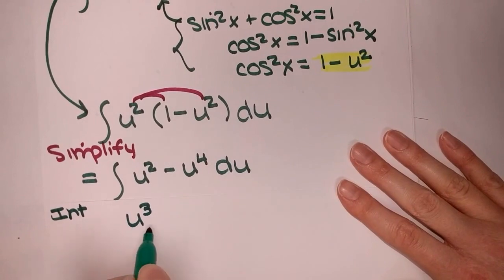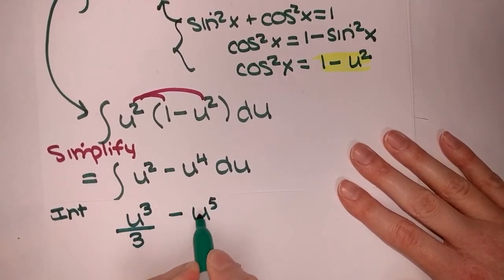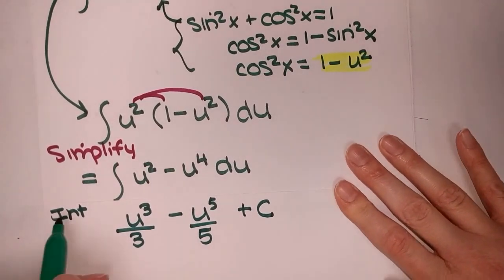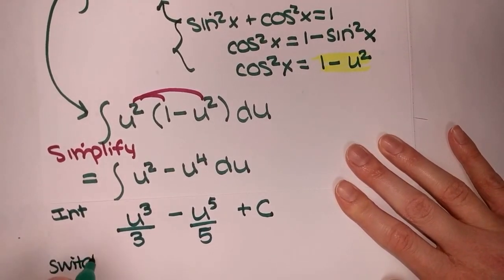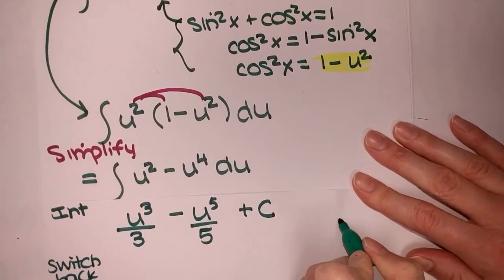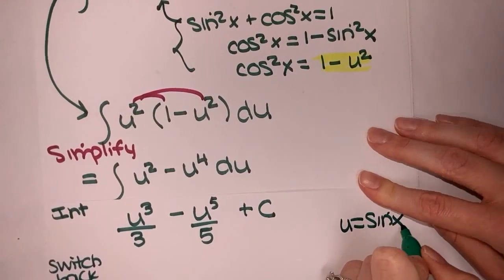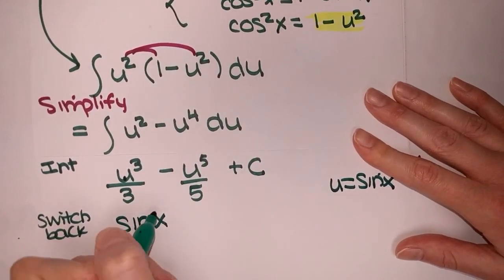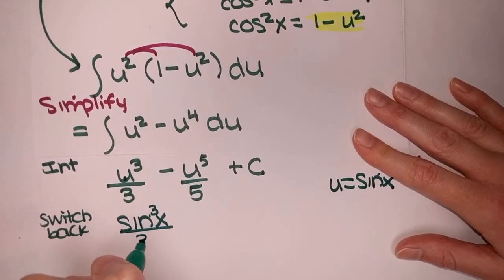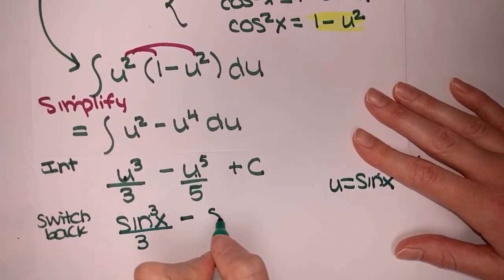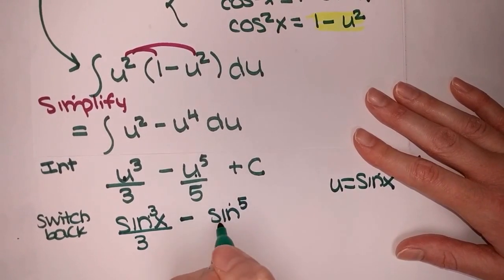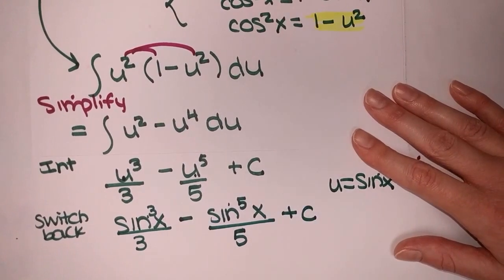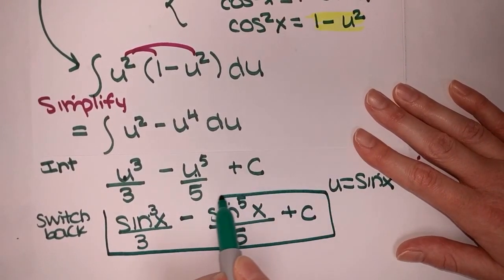So add 1 to the exponent, divide by the new exponent, same thing over here, and then plus c because we do not have our bounds. After integrating, we would switch back. Again, our u was equal to sine x. So when we switch back, we replace this u with sine x to the third over 3 minus, and then this u gets replaced with sine x, so it's sine x to the fifth over 5 plus c. And that is our final answer for the integral.